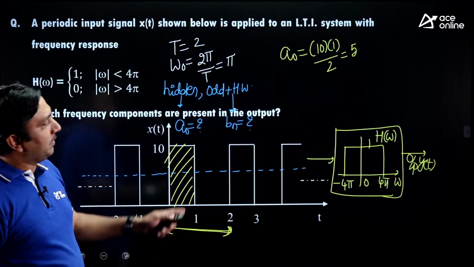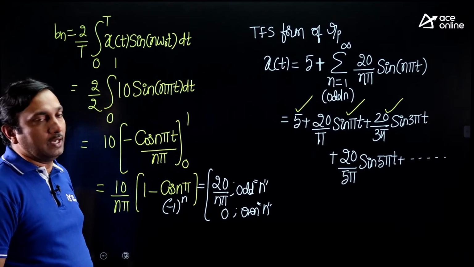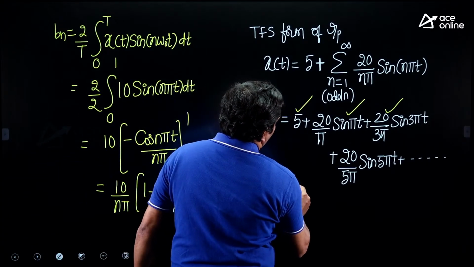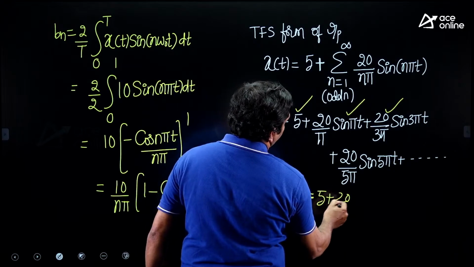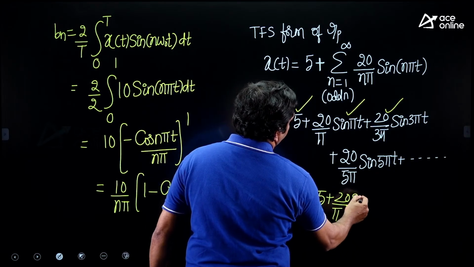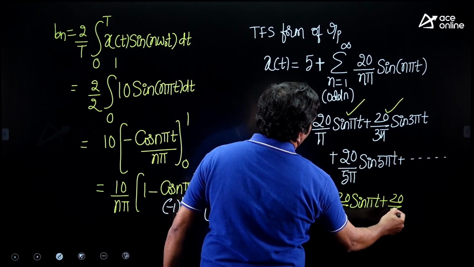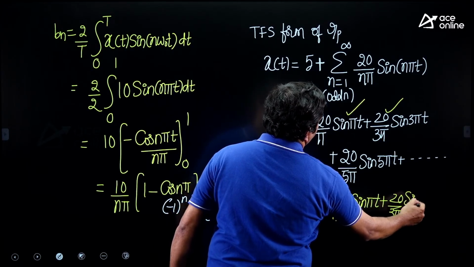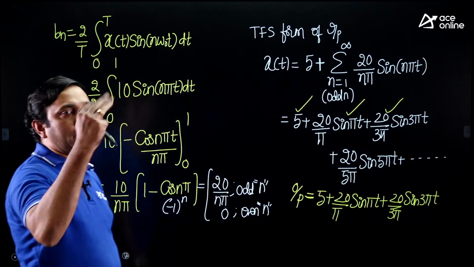As the amplitude of the filter is 1, the output can retain only 3 components. So what is the output of the filter? You can say 5 plus 20 by pi sin pi t plus 20 by 3 pi sin 3 pi t. So the output has retained only 3 frequencies for us.